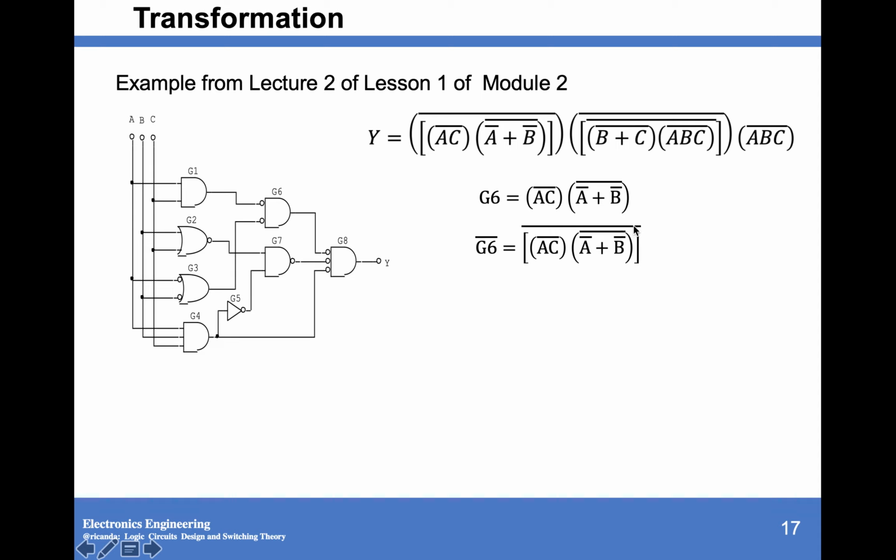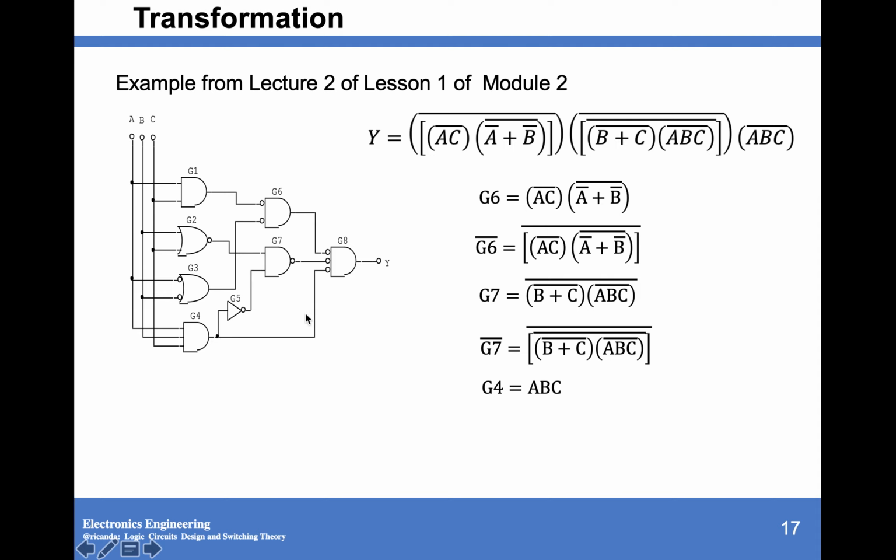So we have to put a bar in your expression because we have an inverter going to your gate number 8. Gate number 7 is our third input. Same, we have a bar or an inverter going to your gate number 8. So we have to put a bar on your gate number 7. And your gate number 4 also has a bar. It has an inverter going to gate number 8.